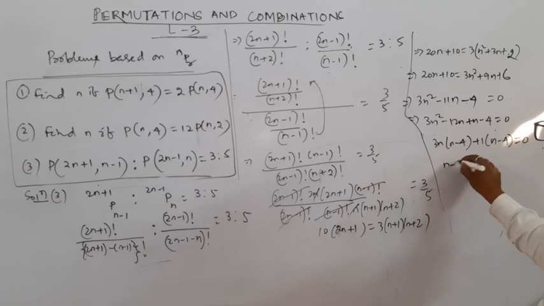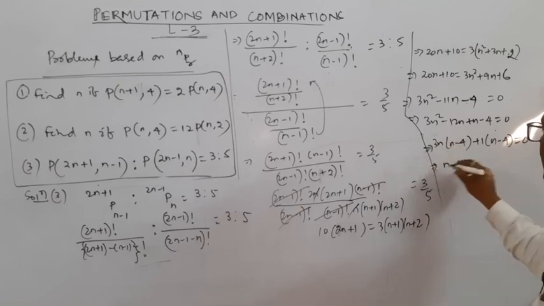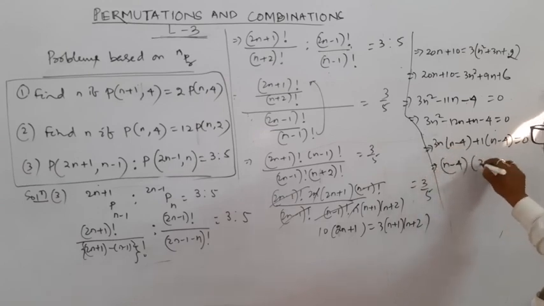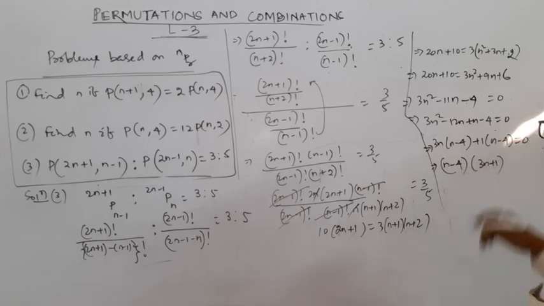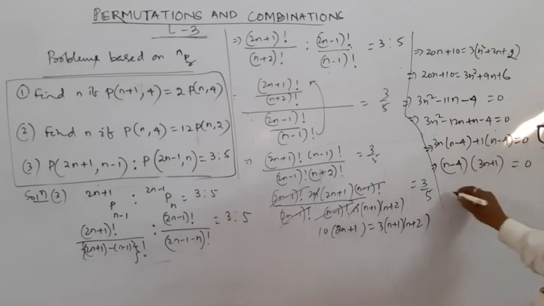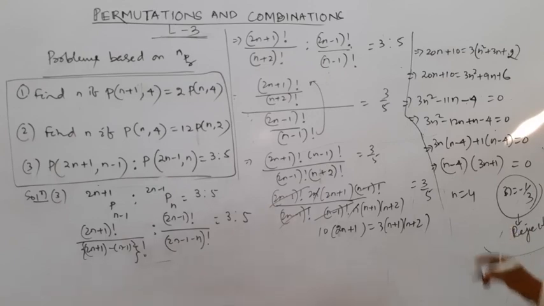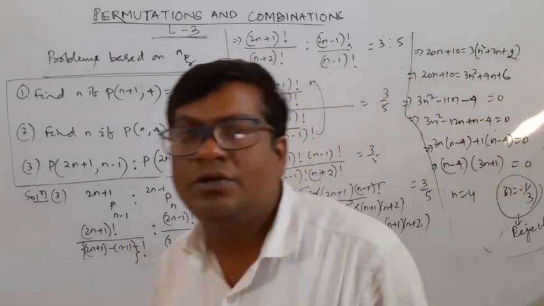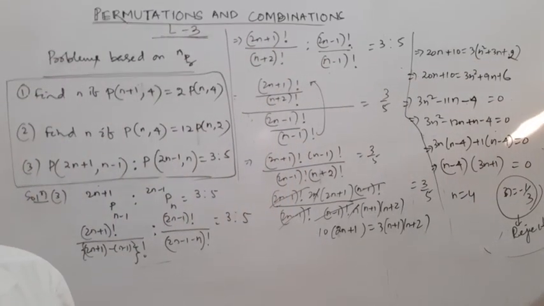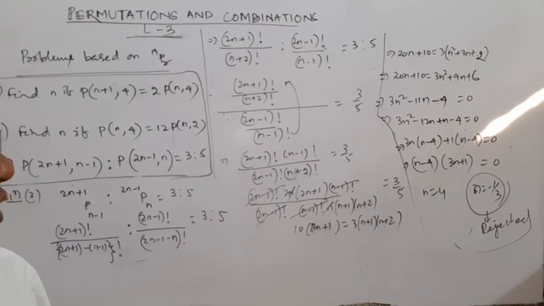So (n−4)(3n+1) is equal to 0. n is equal to 4 and n is equal to minus 1 by 3. This is rejected because n cannot be negative. So n is equal to 4 is the answer.